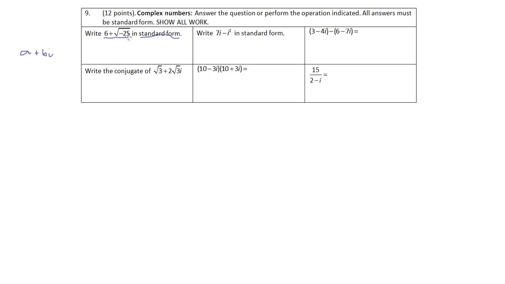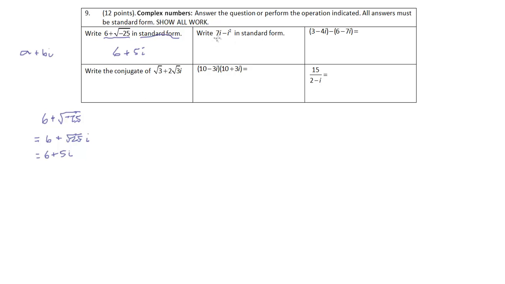So in this first problem, 6 plus the square root of -25 is equal to 6 plus the square root of 25 i, where you factor out the square root of -1, that's i. And so this is 6 plus 5i. Okay.